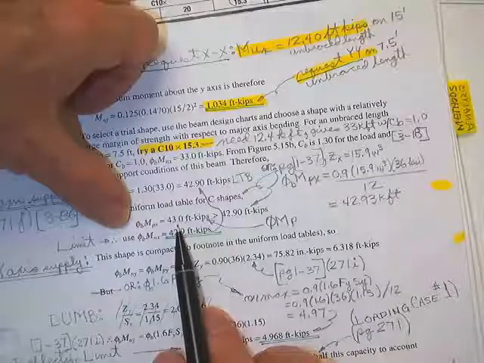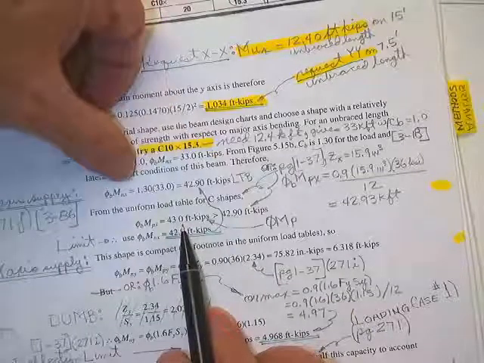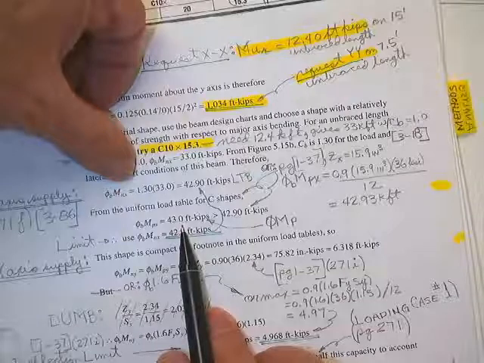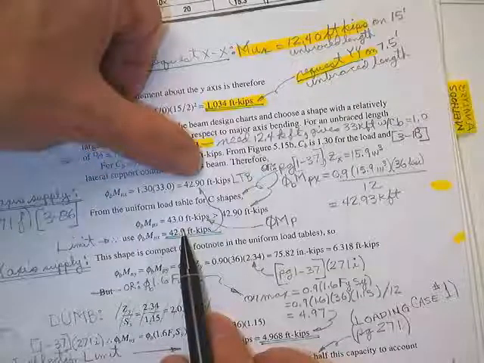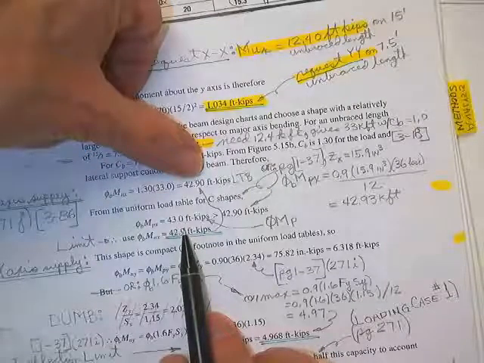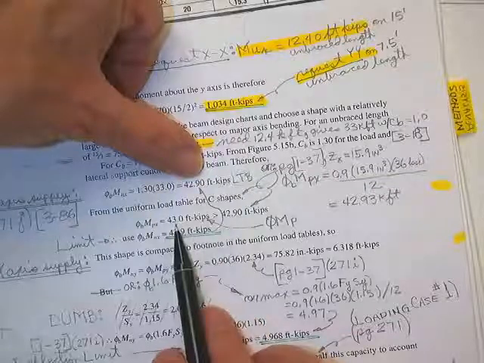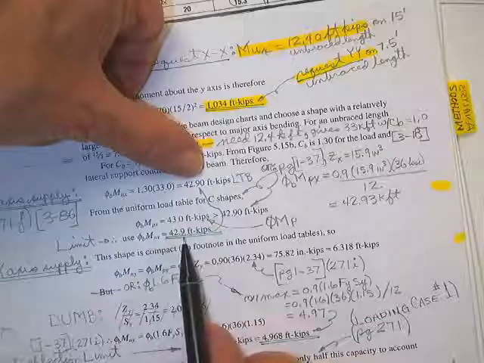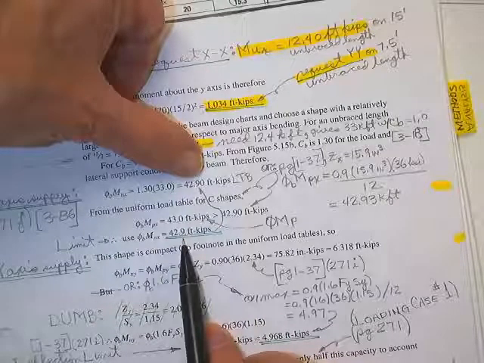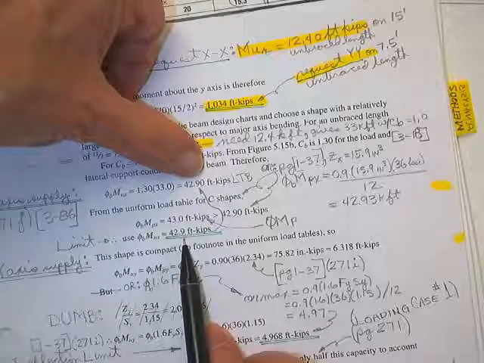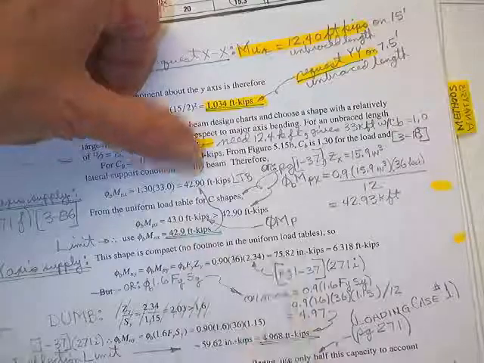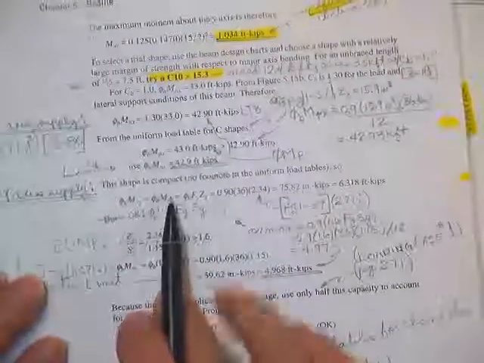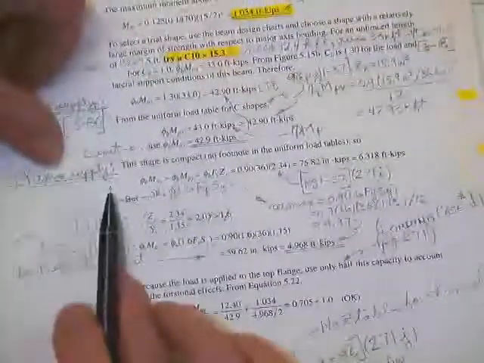However, since you're proposing 42.9 is the limit for lateral torsional buckling, or 43 is the plastic, 43 plastic is okay, you still take the lower of the two, 42.9. We already said it's compact. This is your XX supply. Now you're going to do your YY supply.